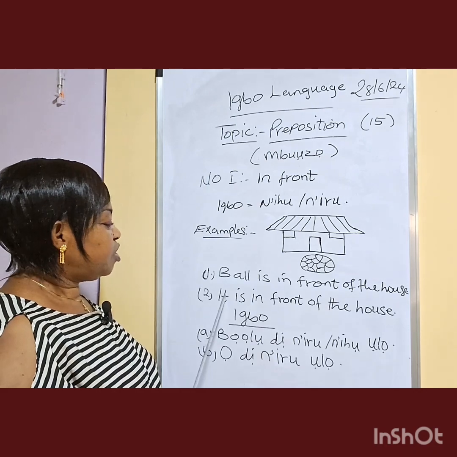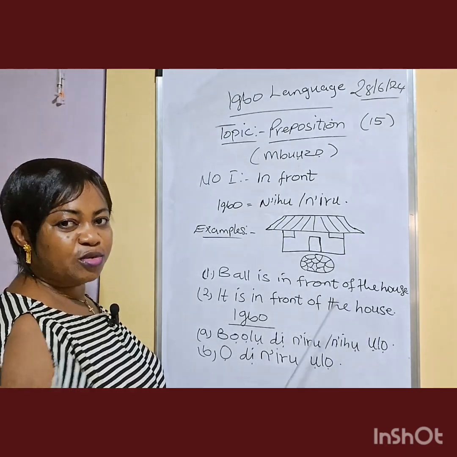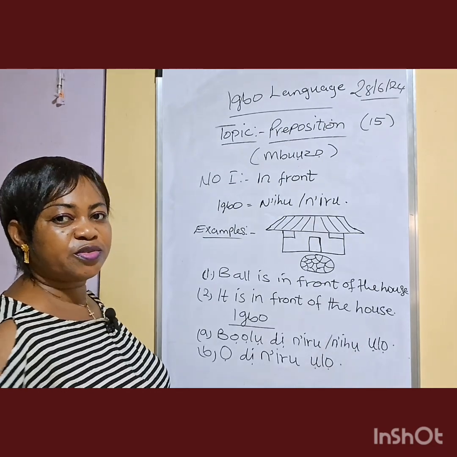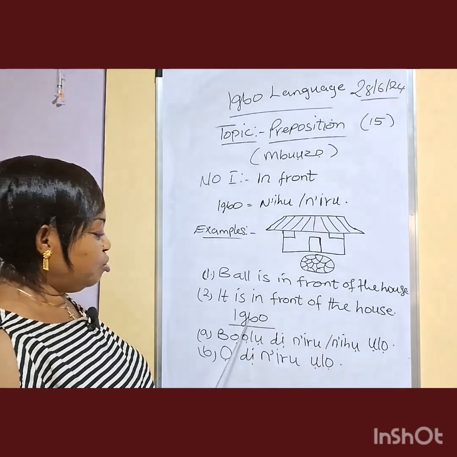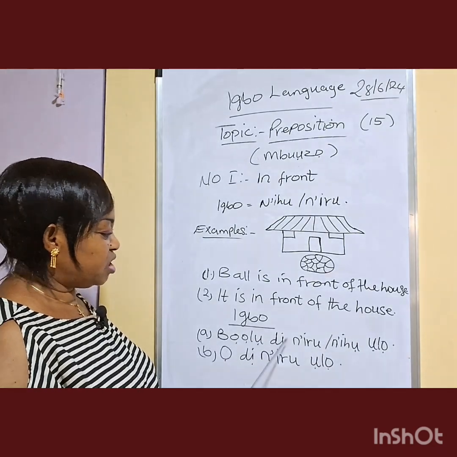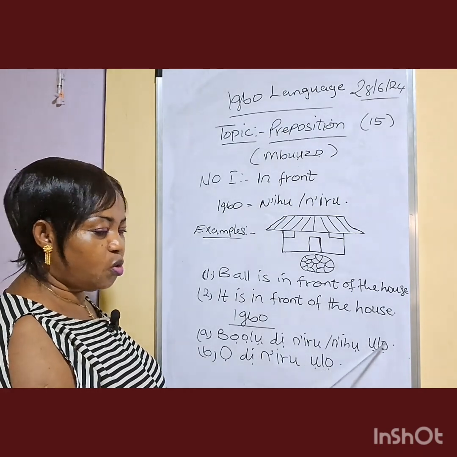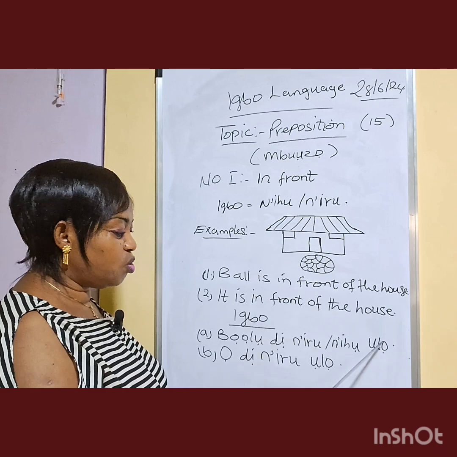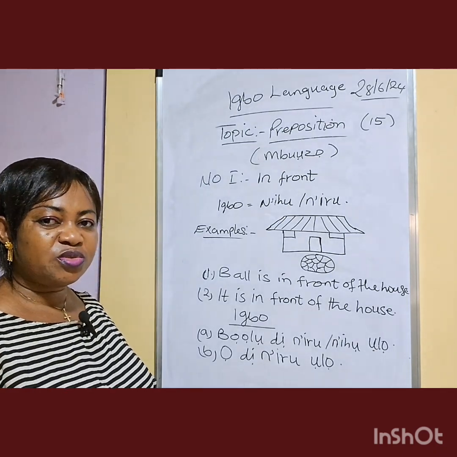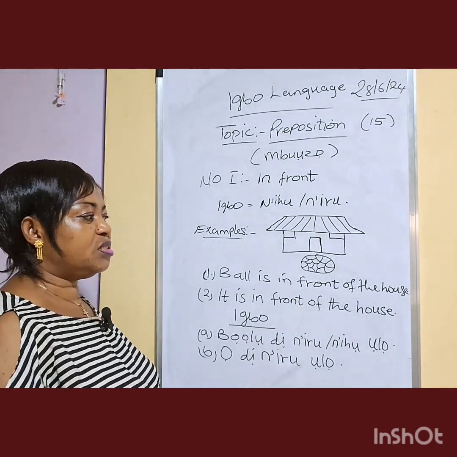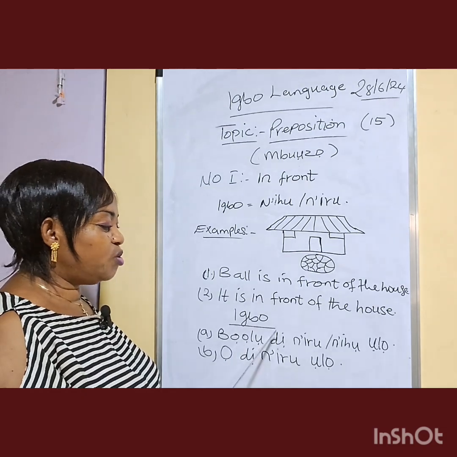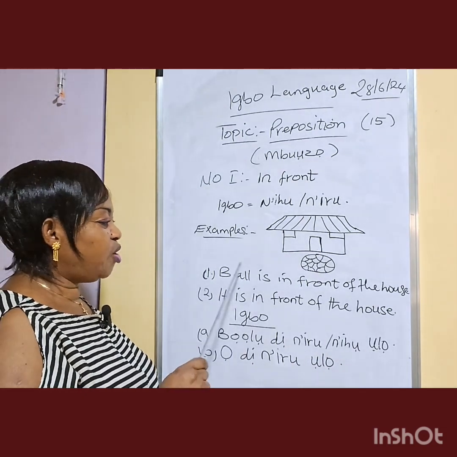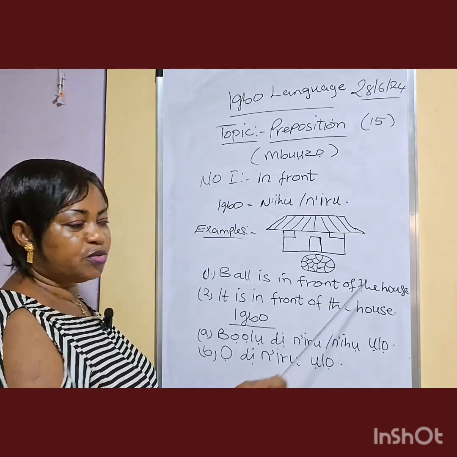Another example. It is in front of the house. Meaning in Igbo, bọọlụ dị n'iru maọbụ n'ihu ụlọ. If I ask you, kedu ebe bọọlụ dị? You say, bọọlụ dị n'iru maọbụ n'ihu ụlọ. Meaning, ball is in front of the house.